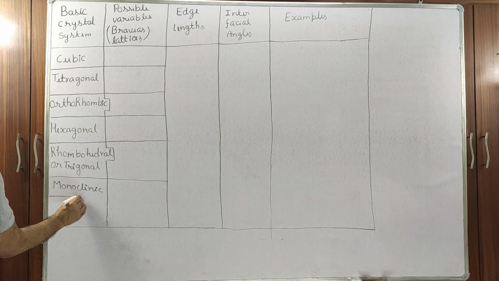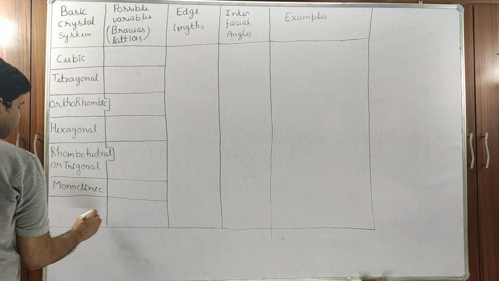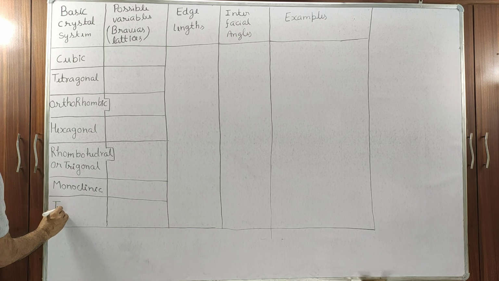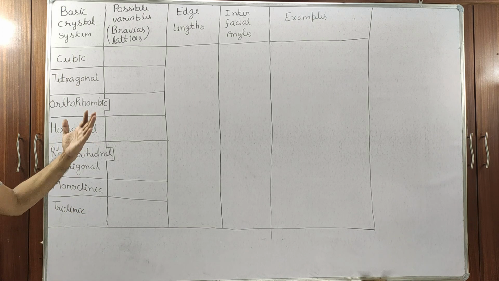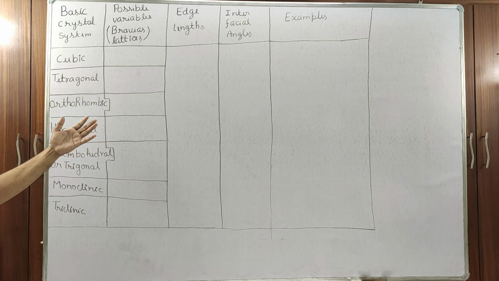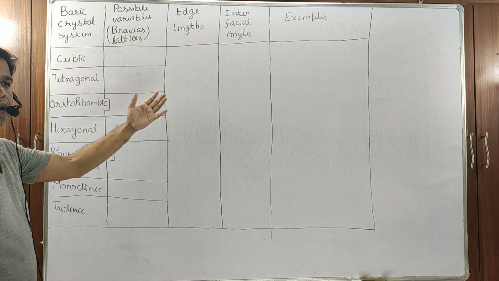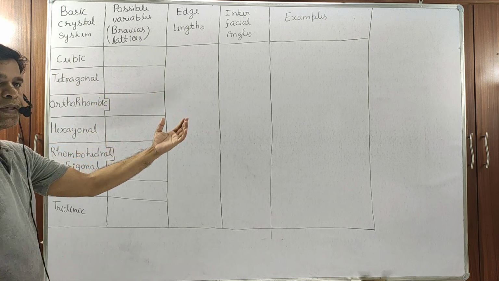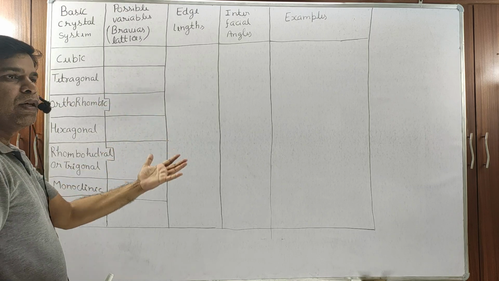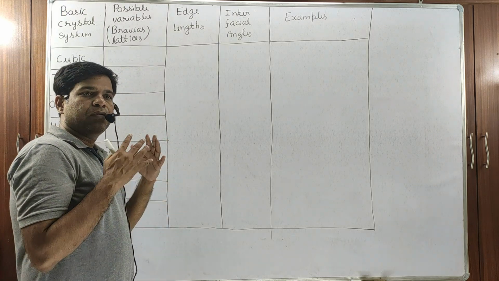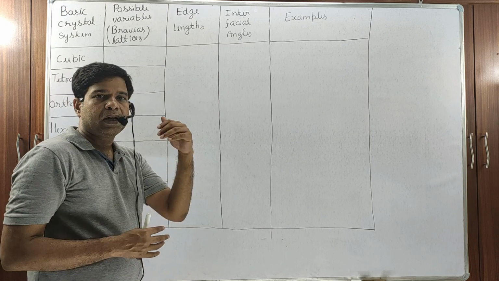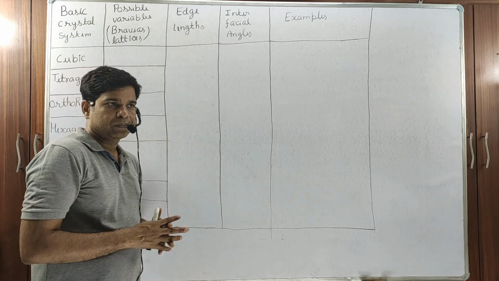And the last type of crystal system is the triclinic. Then what are the possible variations? What kind of cells can they show? They can be the simple unit cell, the body centered unit cell, the face centered unit cell, or the end centered unit cell.